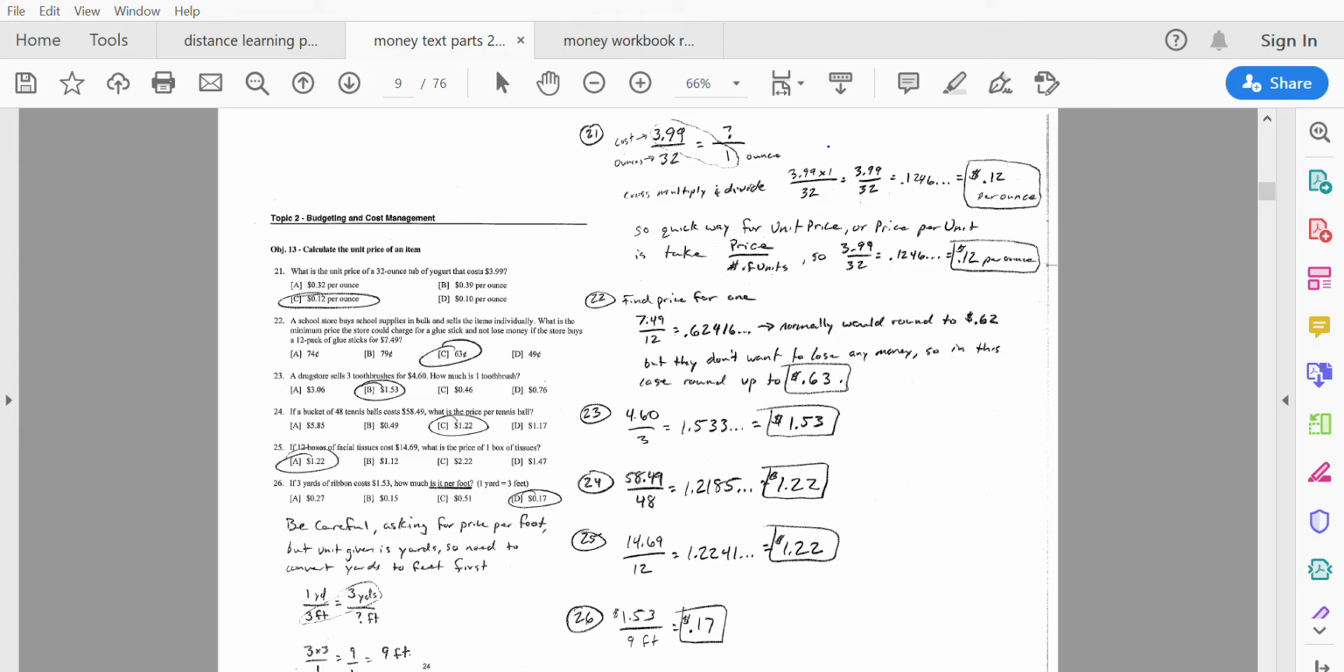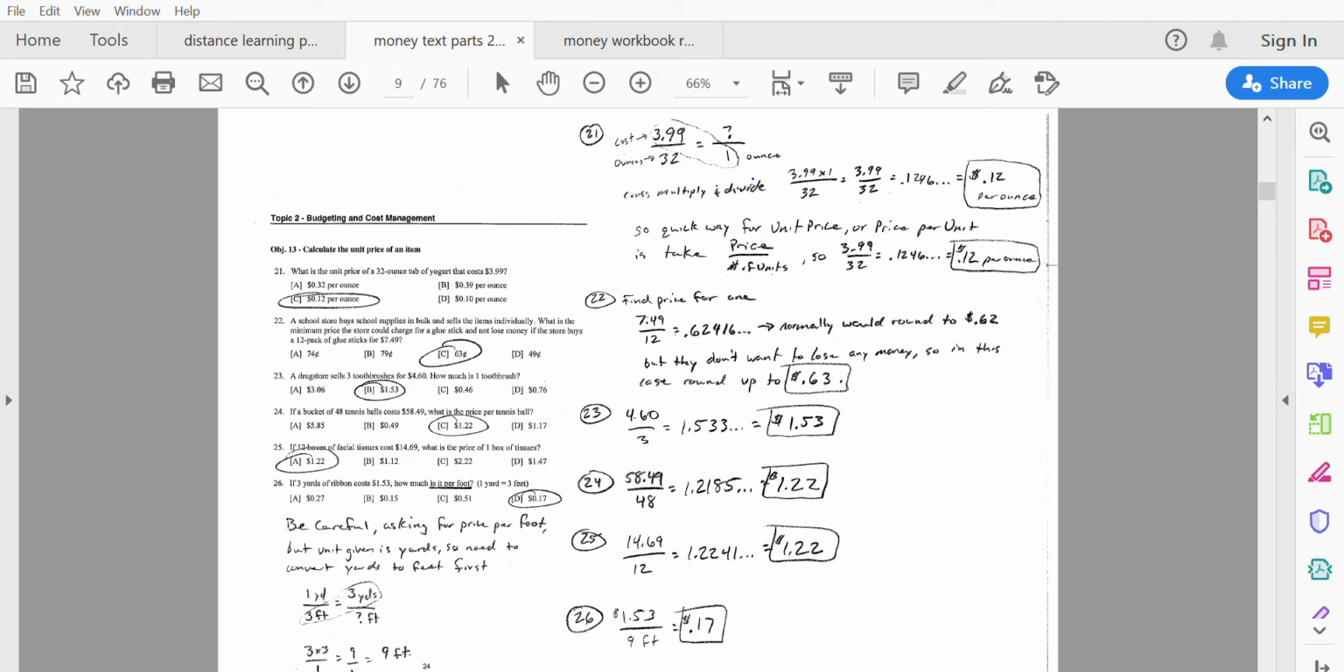Now, doing unit price, there's actually a shortcut, okay? Because the cross multiply and divide will always be times 1 here, we really don't need this side. We just need to set it up properly. So here's the quick way to find a unit price, or sometimes they'll say price per unit. This is the key right here.